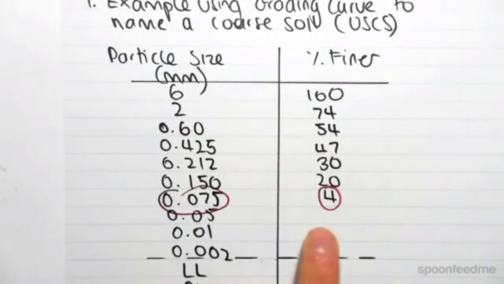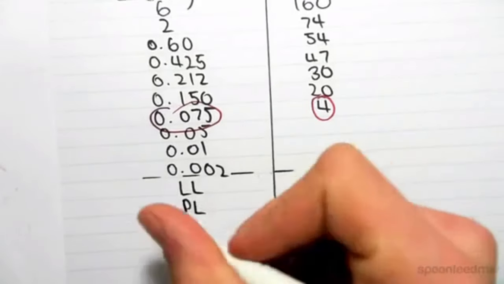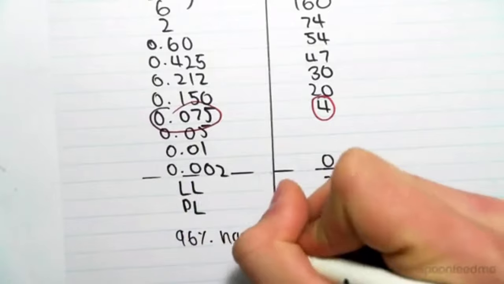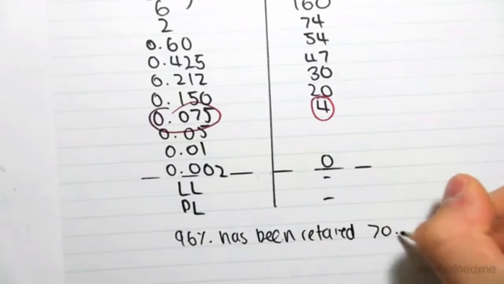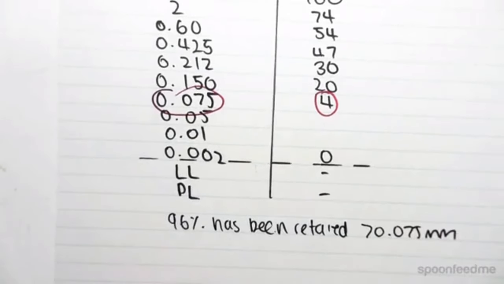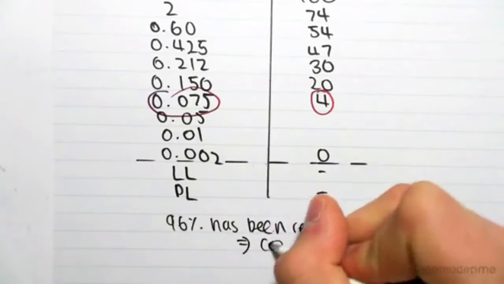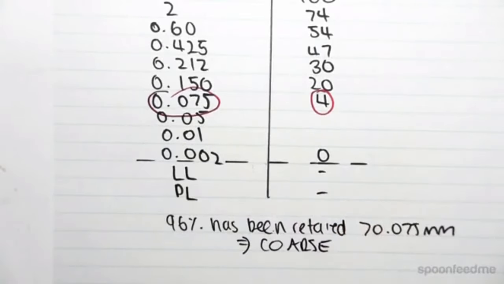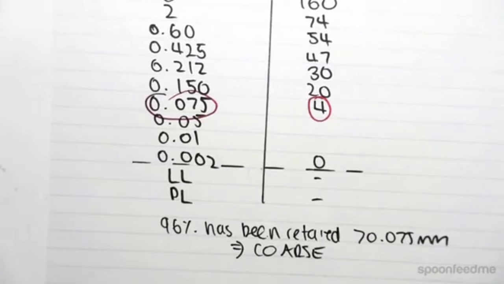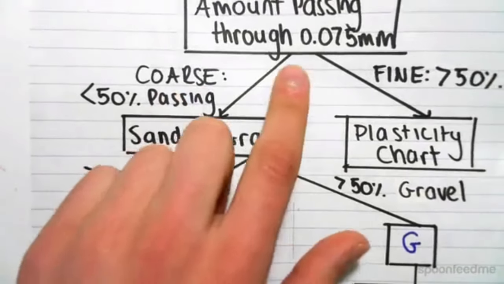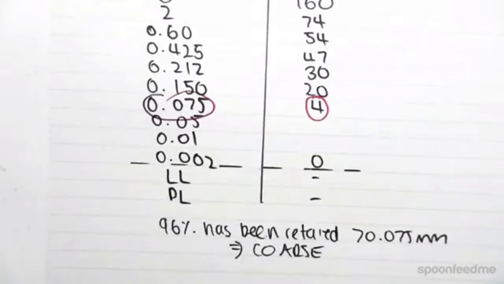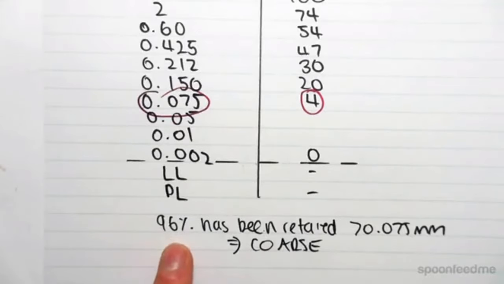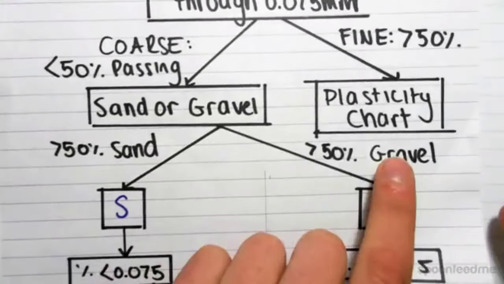If 4% has passed through 0.075, that means 96% has been retained above 0.075 millimeters. So 96% of our sample is greater than 0.075 millimeters, which tells us we're dealing with a coarse material because the majority has coarse-grained particles. So we determined it's coarse, so we come down this branch. Now we need to work out whether the amount retained, that 96%, is the majority sand or the majority gravel.